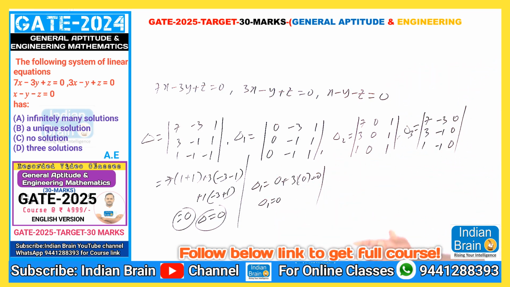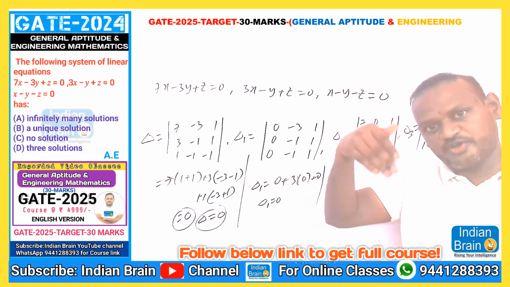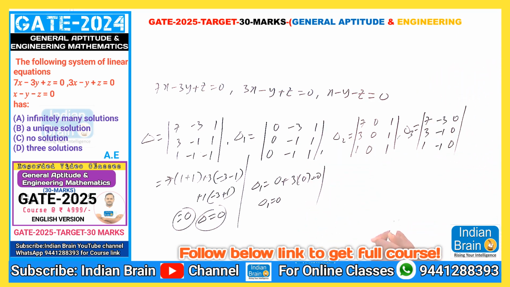So delta 1 will be 0. By observing this, directly we can say all are zeros. It can be a shortcut, right? It will be discussed in the original story of our course. But if I go for delta 2, come on. Delta 2, the first term can be 7 into 0 into 1, 0 into 1, 0. Plus 0 into something, minus 0. 0 into something will be 0. Of course, 1 into 3 into 0, 0. Yes, delta 2 is equal to 0.